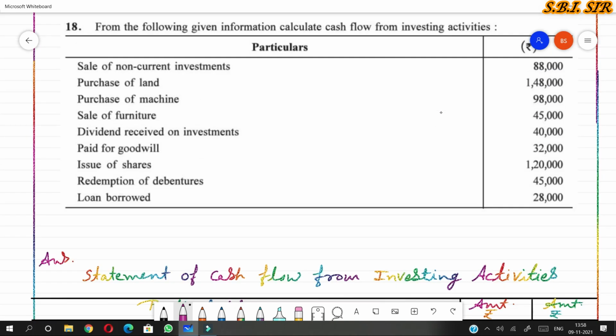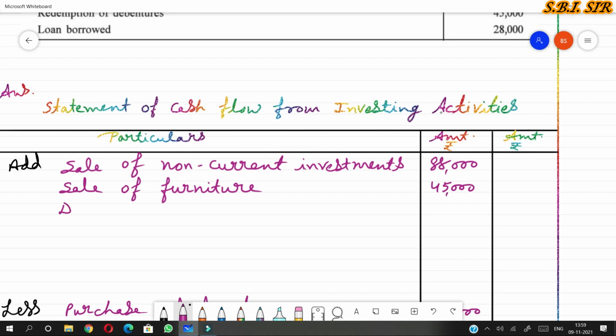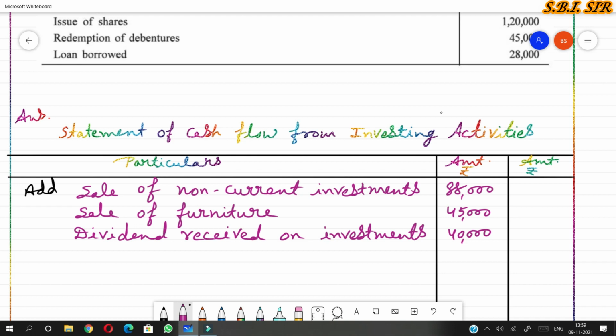Next, dividend received on investments 40,000. We will add dividend received on investment. Because of this, cash flow increases, so we will add it.